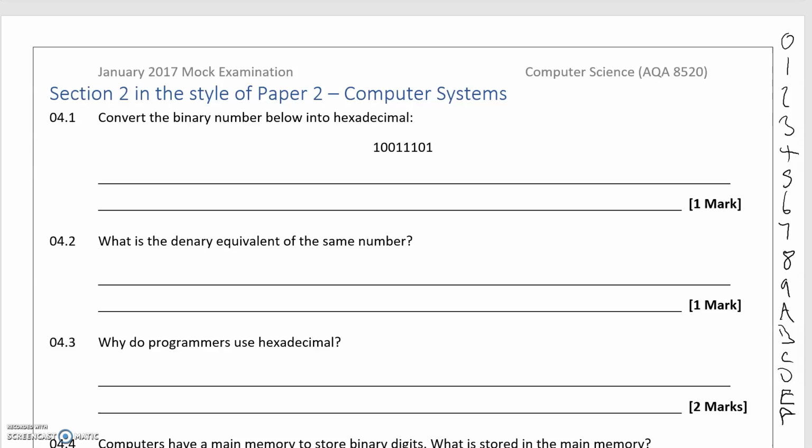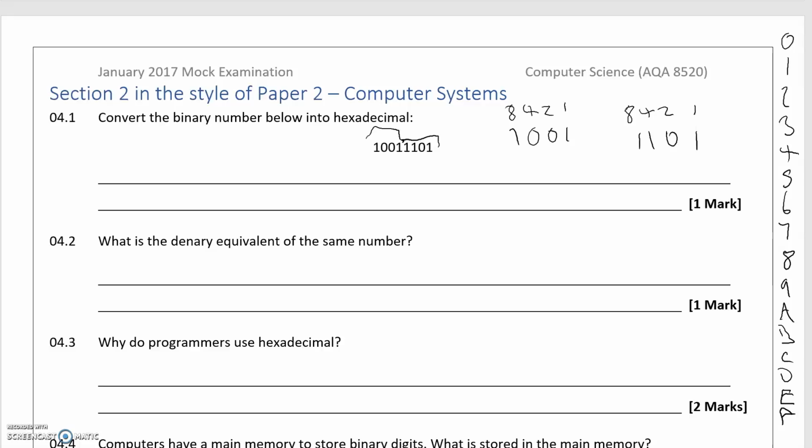So what we need to do is split this into 2 parts. So 1 and 2. So we've got 1, 0, 0, 1 and 1, 1, 0, 1. Now we can put the binary headings along both of these, so that would be 1, 2, 4 and 8, 1, 2, 4 and 8.